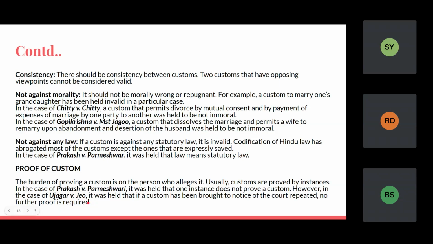When a particular thing has been brought to the court of law many times, there is no further proof required to be shown by the person, because the court itself will know that there is a particular custom existing in that place.